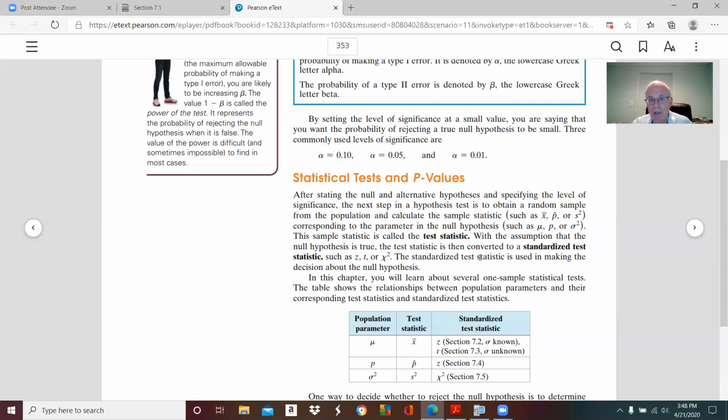That's called a p-value. See the term p-value here. And then the final step would be to compare that p-value to the alpha that we chose. And again, I'll show you what I mean in a few minutes.